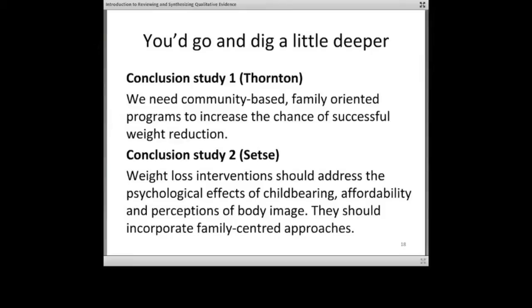The conclusion of study 3, weight loss interventions should address the psychological effects of childbearing, affordability, and perceptions of body image, was not something that was particularly taken into account in the programs described in that particular review. And so, it reminds me a bit of this sort of advertisement that displays a bald, middle-aged man in his early 50s with the message, this, and then they're showing some sort of liquid, is the only overhead proven in clinical tests to grow hair.